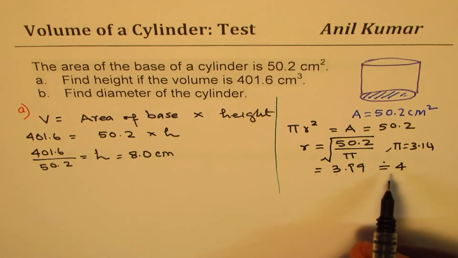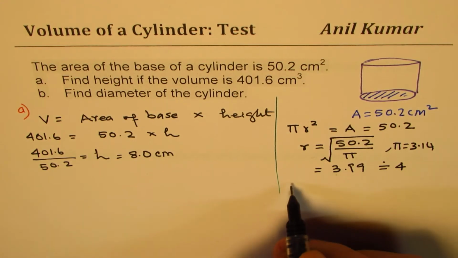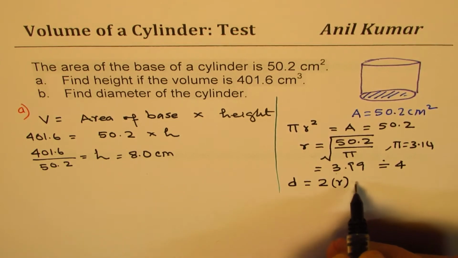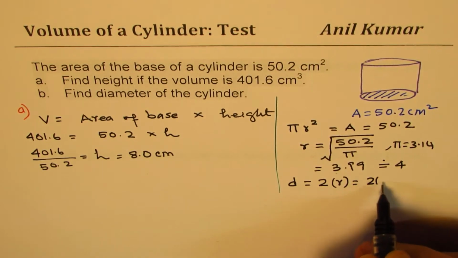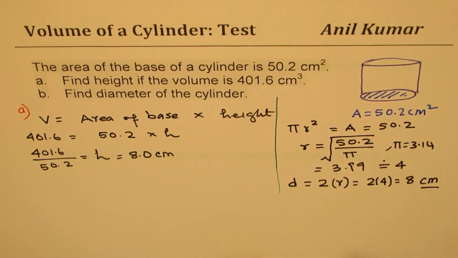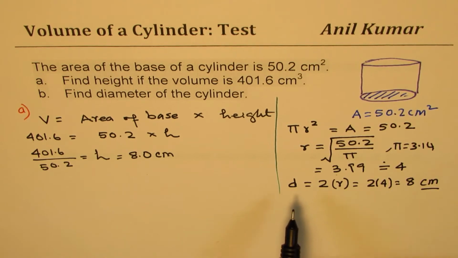Now, if 4 is the radius, what is the diameter? Diameter is 2 times radius. Is it okay? So the diameter will be 2 times 4, which is 8 centimeters in this case. Perfect. So we get the same height and diameter in this particular case.